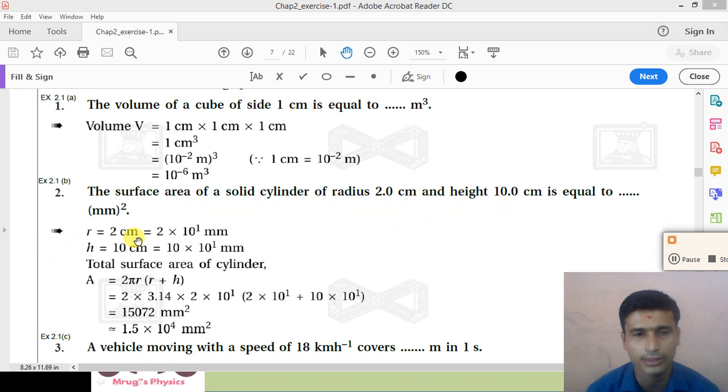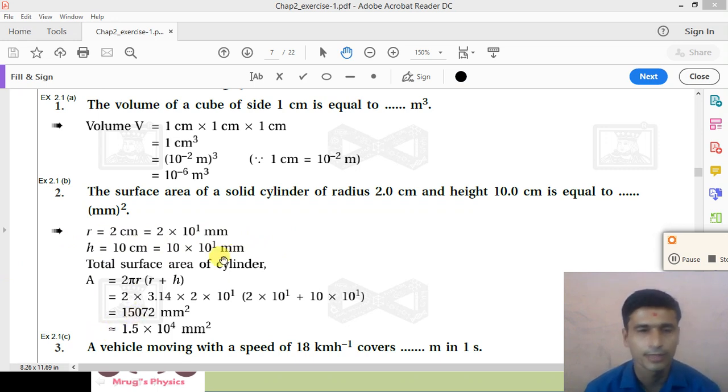We need to convert this 2 centimeter into millimeter. So 1 centimeter is equal to 10 millimeter, right? So 2 centimeter is equal to 2 into 10 raised to 1, or 20 millimeter. Similarly, height of the solid cylinder h is equal to 10 centimeter, and 10 multiplied by 10, we get 100 millimeter, right? So the radius and the height, we first convert centimeter into millimeter and then put in the formula.